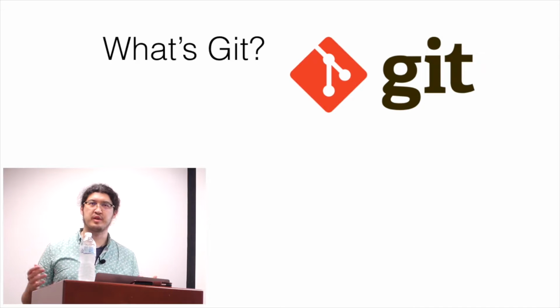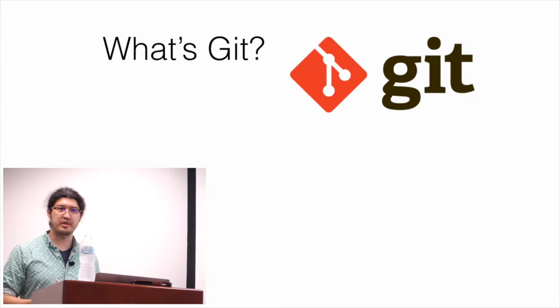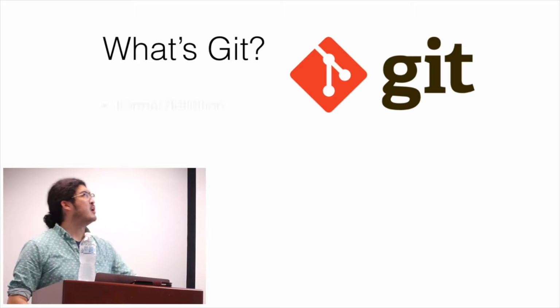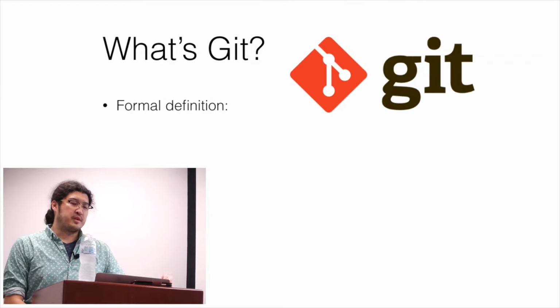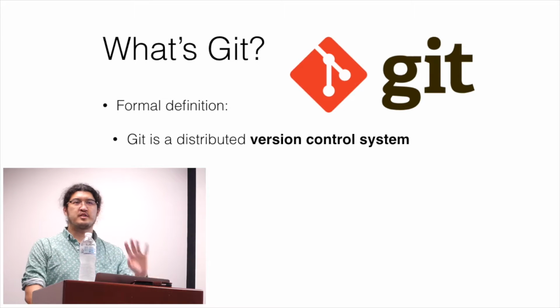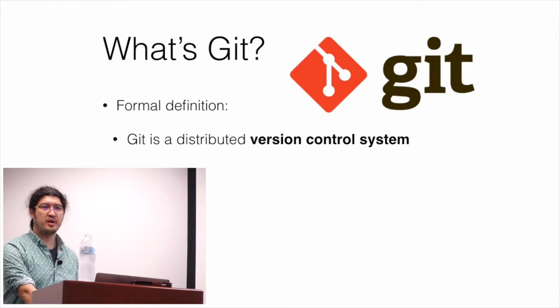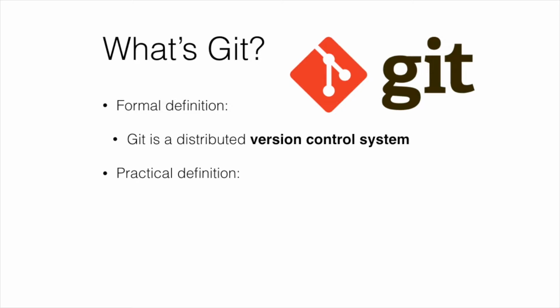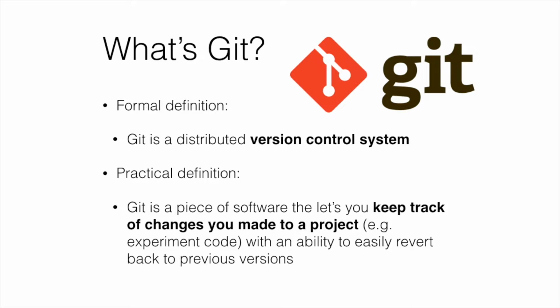Okay, so you're probably wondering, what is Git? What is this piece of software Edgar made me install on my machine? Well, Git has a formal definition, and it's a distributed version control system. I could just leave it like that and assume you'll understand what this means, which is probably not the case. A more practical definition is that it's a piece of software that lets you keep track of changes you make to a piece of code, or in fact any text files, or any files for that regard, and with an ability to actually revert back the changes.